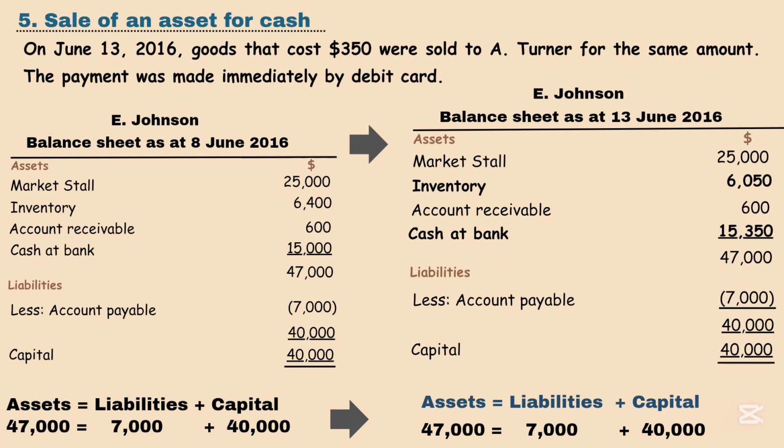Sale of an asset for cash. On June 13, 2016, goods that cost $350 were sold to A. Turner for the same amount. The payment was made immediately by debit card.